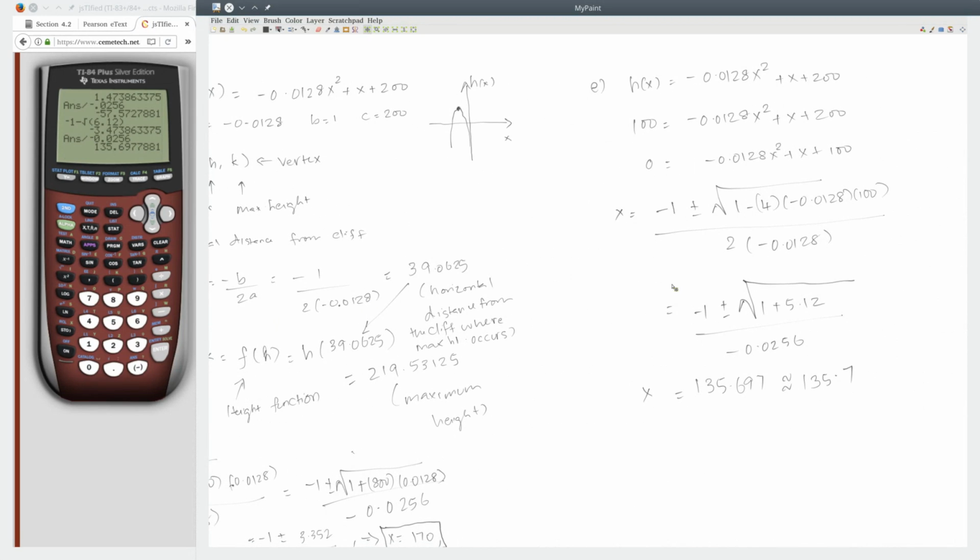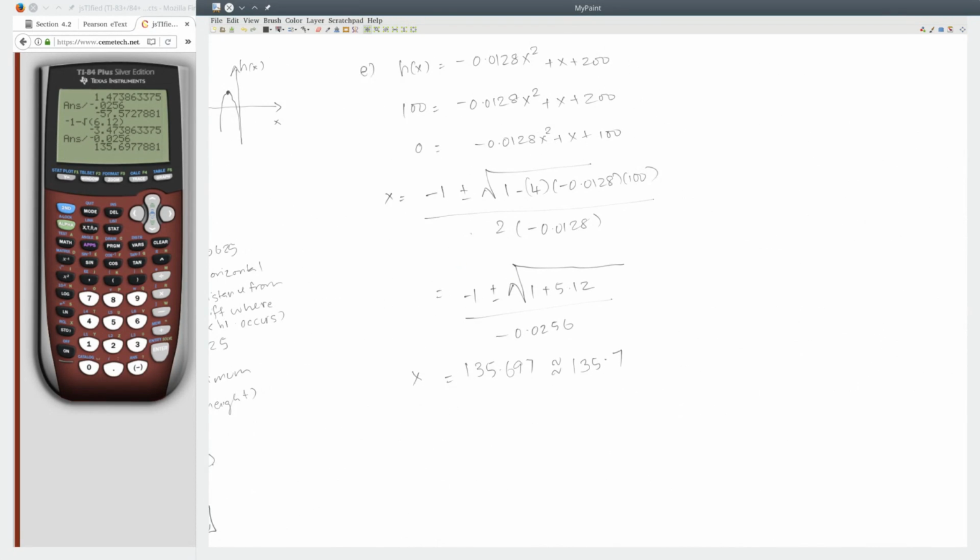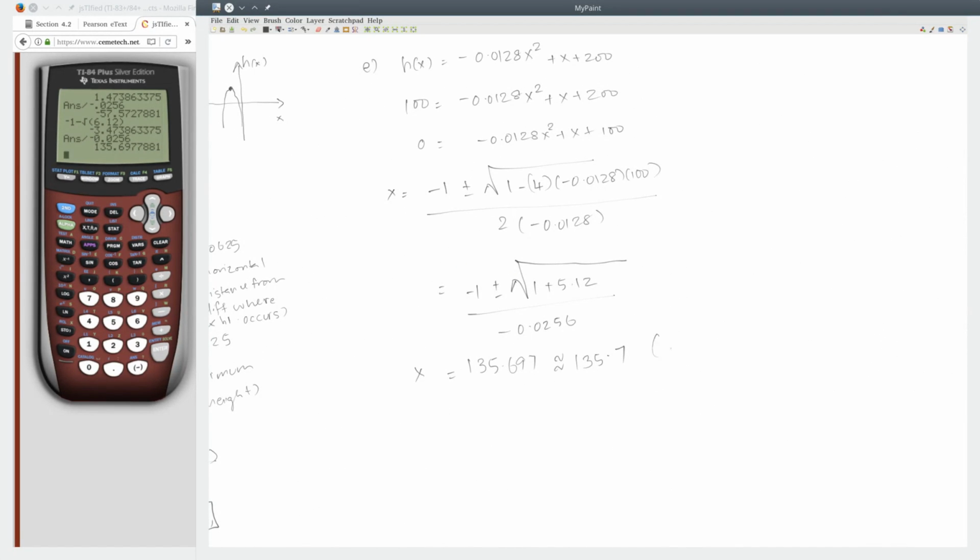So that is the horizontal distance from the cliff where the projectile is 100 feet above the water.